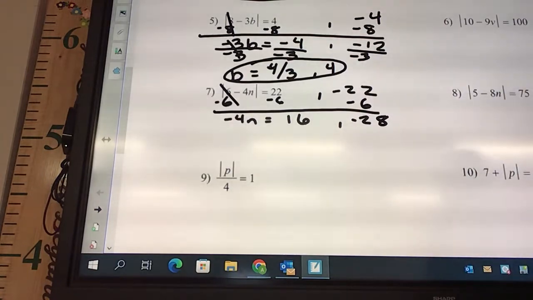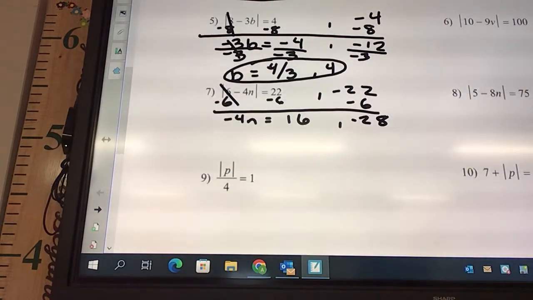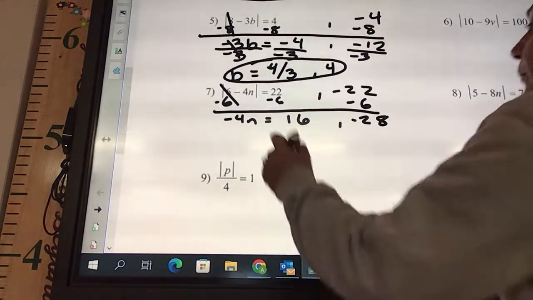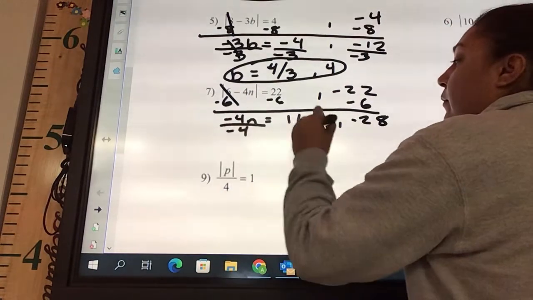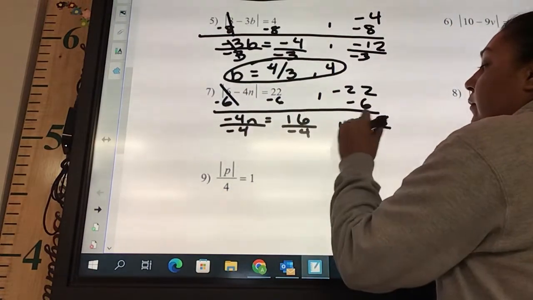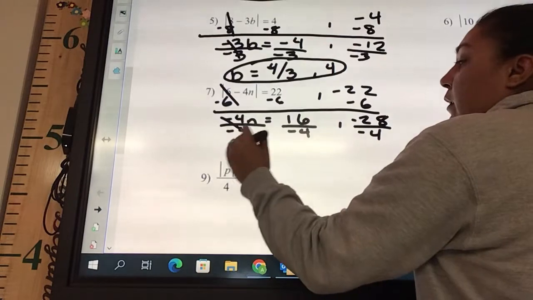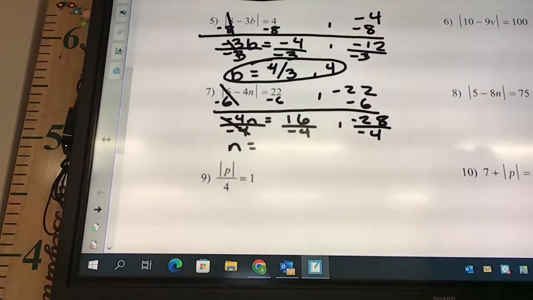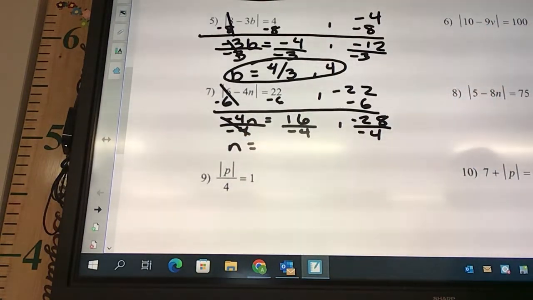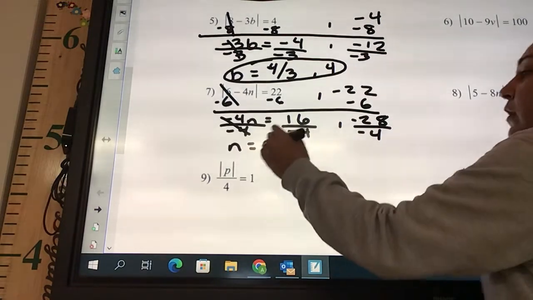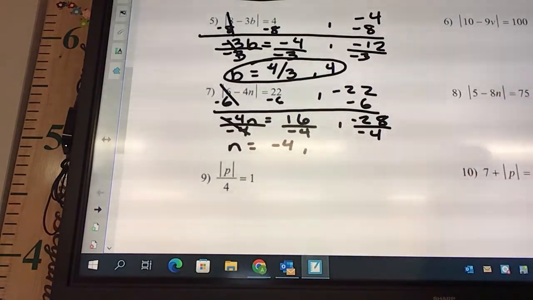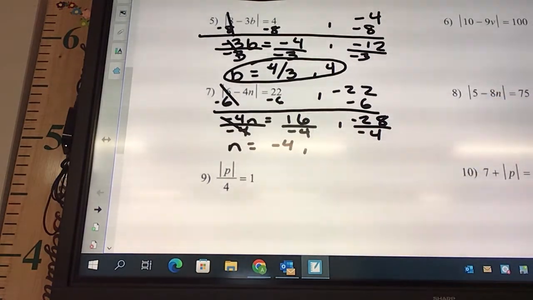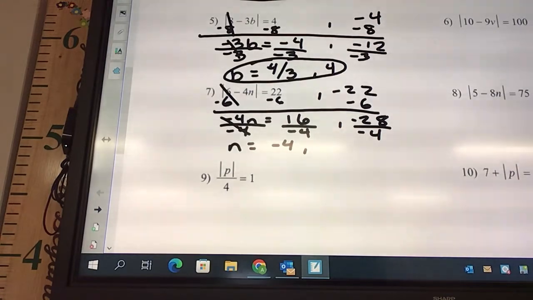Okay, then what? Divide both sides by negative 4. 16 divided by negative 4 is negative 4. Negative 28 divided by negative 4 is 7.